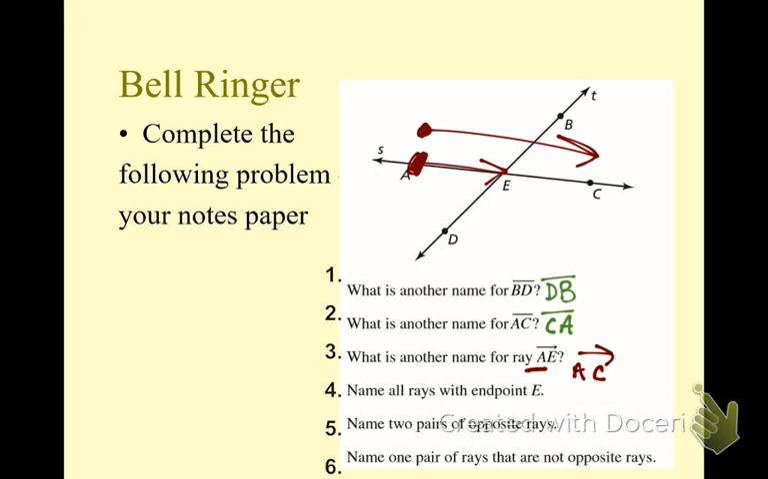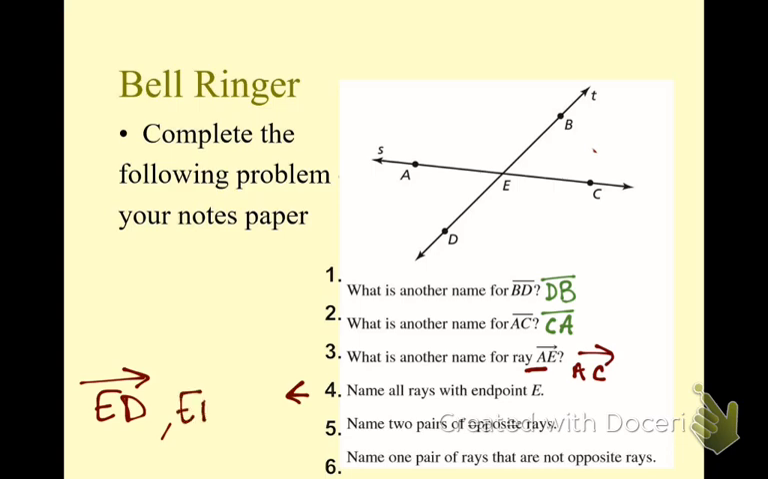Name all the rays with the end point E. I don't have enough room there. Can you name one? Kamari? Jamari. Sorry, I've been doing so good with names, too. ED? And what has to go over it? Arrow pointing right. Can you name another one, Noah? EB. Yep. Kaylee, can you name another? EA. And then Alana, can you name another? EC.